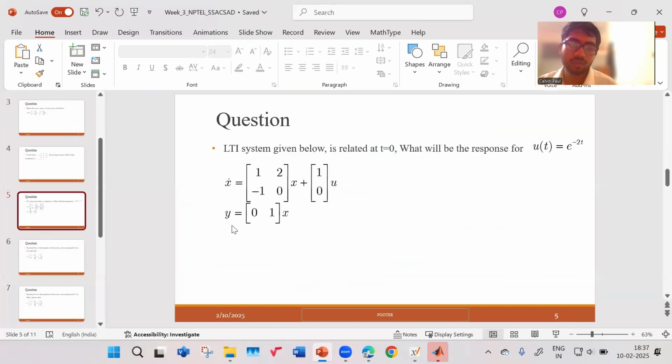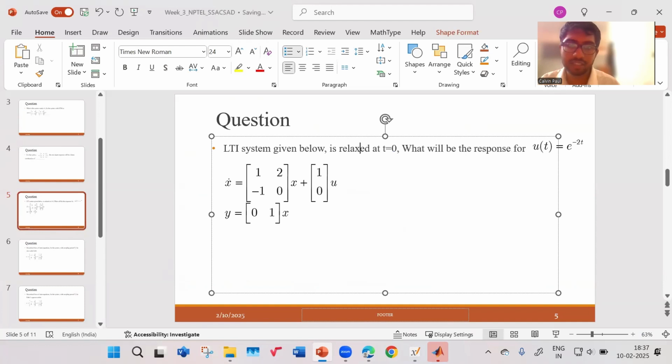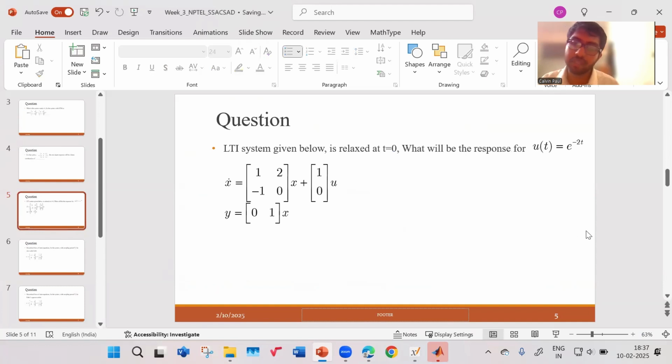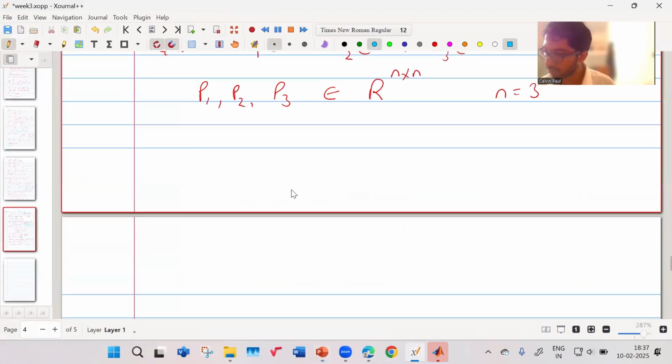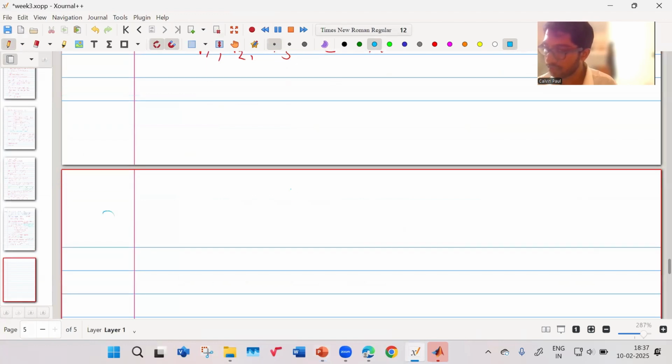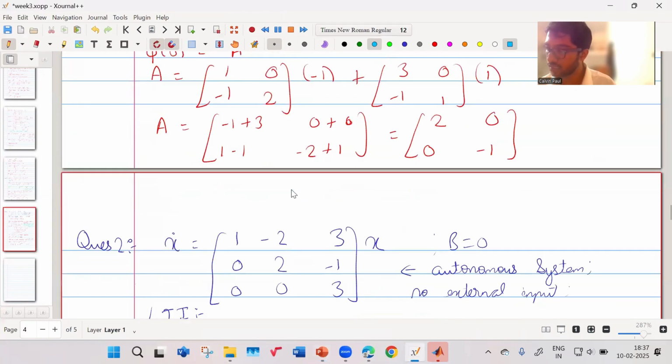So now we look at the next question. An LTI system is given below, and it is relaxed at t equal to 0. What will be the response for u of t equal to e to the power minus 2t? This is what we have to look at. This is my question 3.